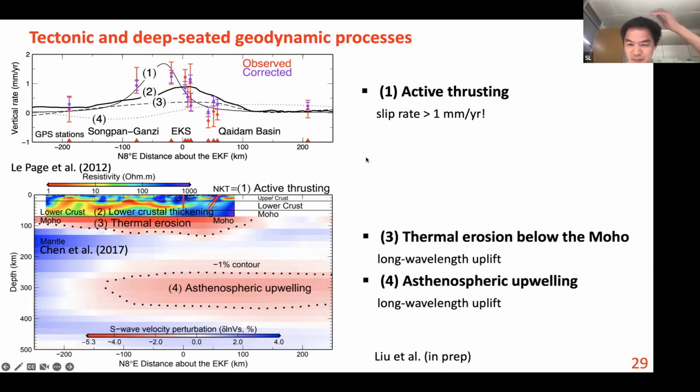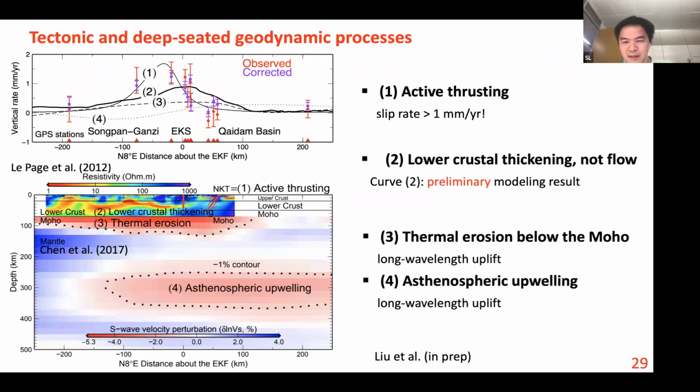Now, about the thermal processes in the mantle, I found that these processes induce long wavelength uplift across the Eastern Qilian Mountain. Look at the long dashed line marked by 3 in the upper left figure, and the dotted line marked by 4, long wavelengths, which is inconsistent with the GPS-derived sharp gradient across the Eastern Qilian Mountain. So in fact, my preferred mechanism is lower crust thickening, but right now my preliminary results show that it seems to be okay, but I need to revise.